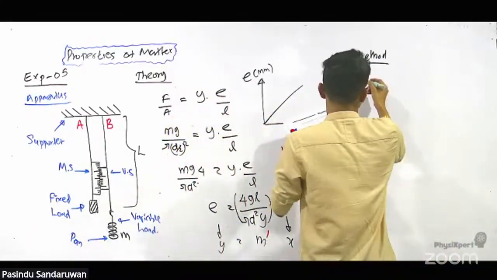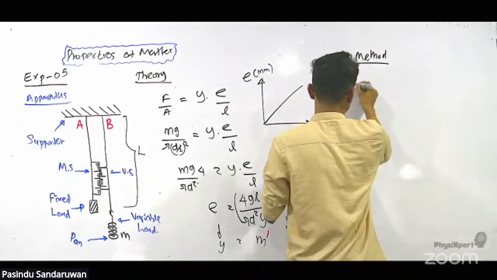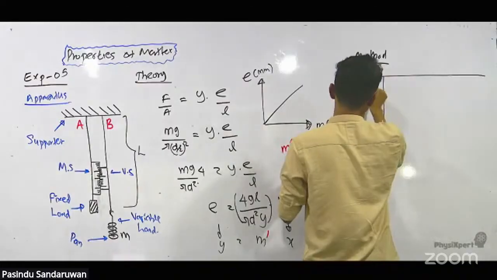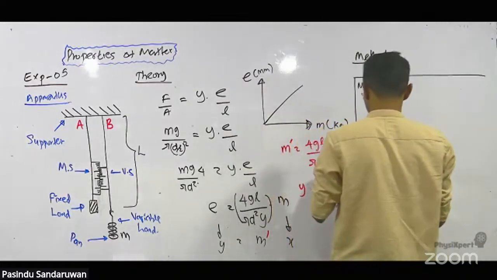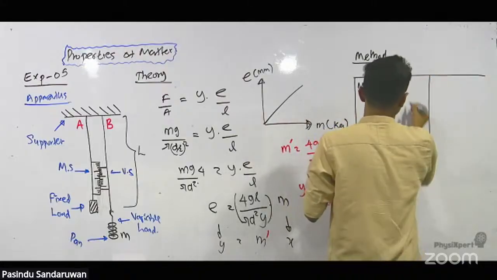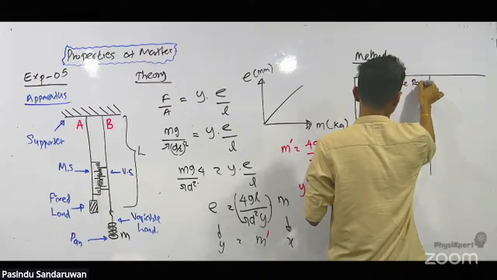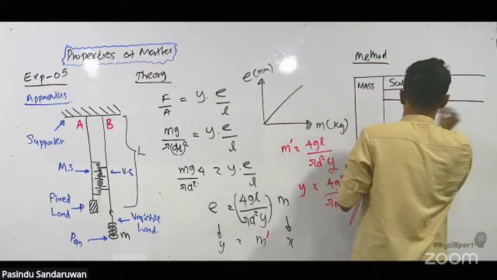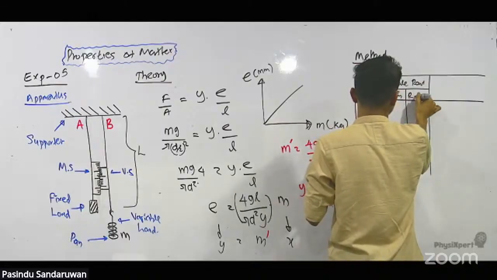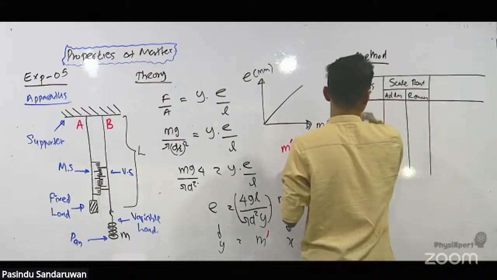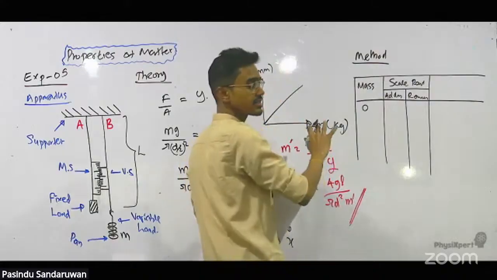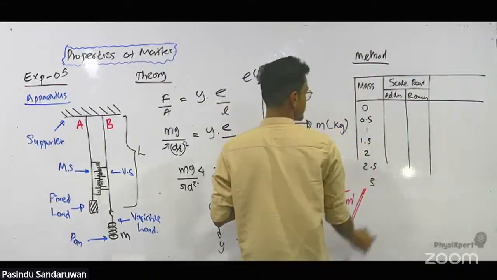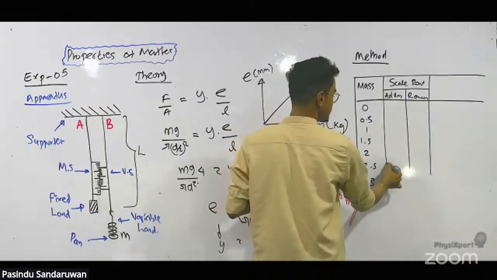Right. This is how our table looks like. Masses are here, and the scale readings, again we have two, when adding masses and removing masses. Say these masses are initially 0, which means when only the pan is attached. Then 0.5, 1, 1.5, 2, 2.5, 3. Likewise, we need a minimum of 6 readings.